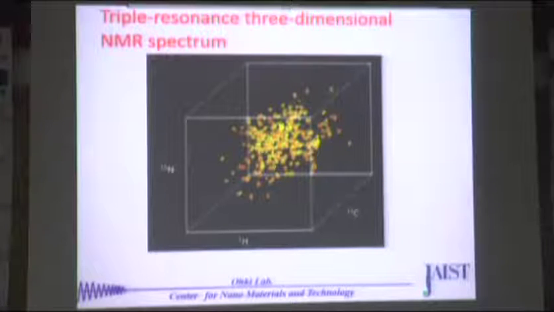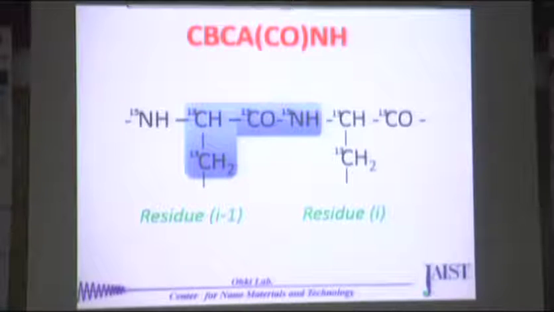And this is the recent standard method, triple resonance 3-dimensional NMR spectrum. There are many triple resonance experiments, and this is an example of 3D NMR, CBCA(CO)NH. These experiments give you the correlation information: the C alpha carbon and C beta carbon are connected to the NH group of the preceding residue.